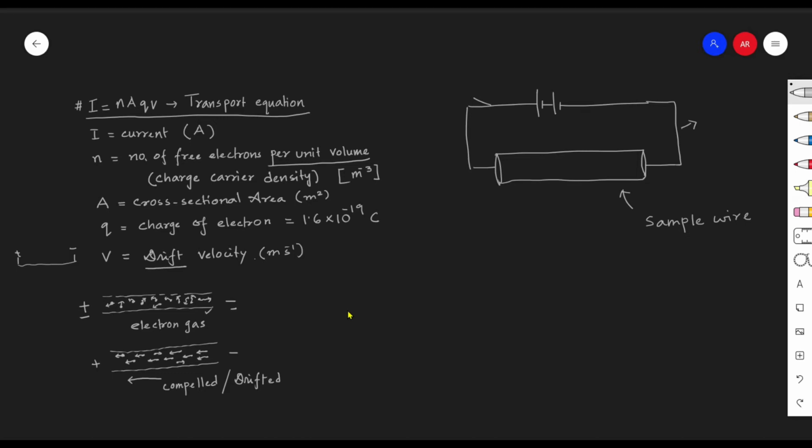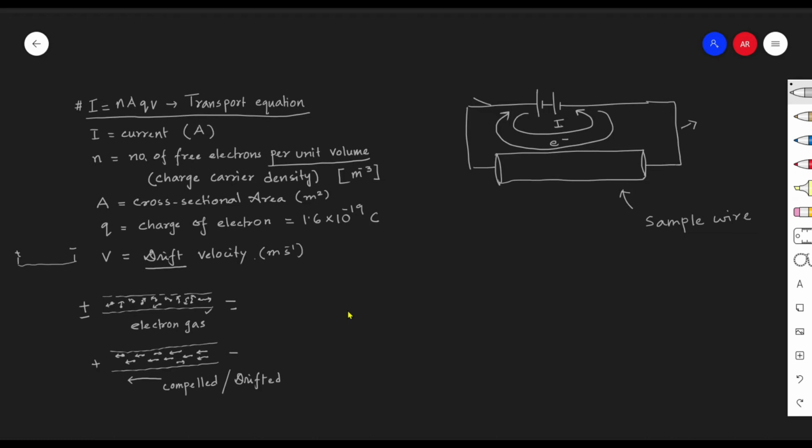So the electrons are moving from the negative terminal to the positive terminal. Electron motion is always in the opposite direction of the conventional current direction. The conventional current direction is from positive to negative, but the electron's motion is opposite to it, from negative to positive.